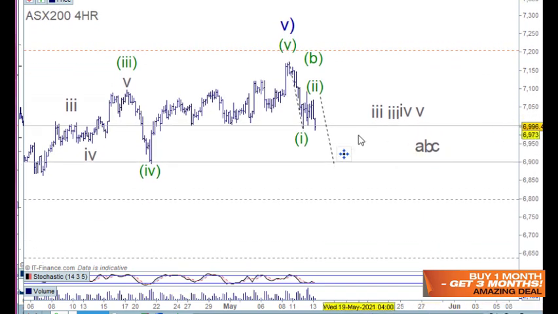So if this move down here can be an A wave, a B wave, and a C wave, and finish here, and then go up from there. Okay, that's possible, so we need to take that on board. Also, this can be 1 and 2 to here, 3 down to here, and 4 and 5 here. I don't know that yet, but I'm just shooting the breeze here.